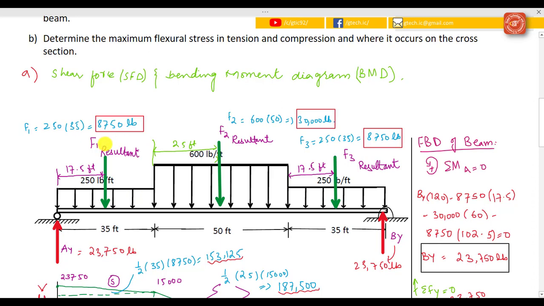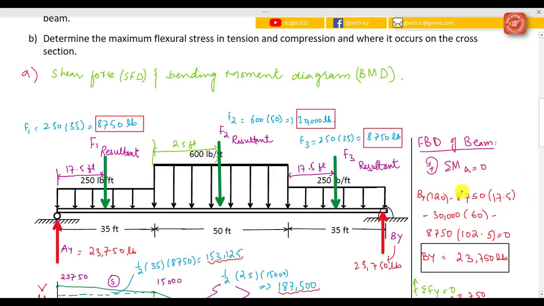For calculation of the resultant force of F1, simply multiply the force 250 pound per foot by its length, that is 35, and its total resultant force is 8,750 pounds. The same procedure is performed while calculating the other resultant forces, that is F2 and F3, and these are the correct answers. So after drawing the free body diagram of the beam, calculate the summation of moment at point A.